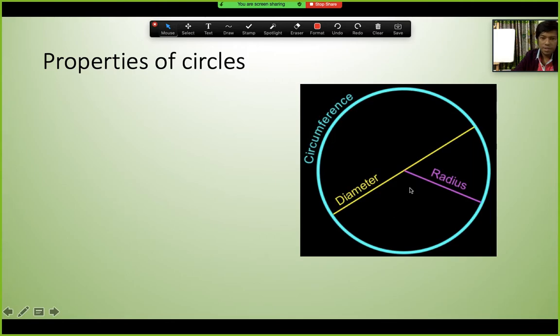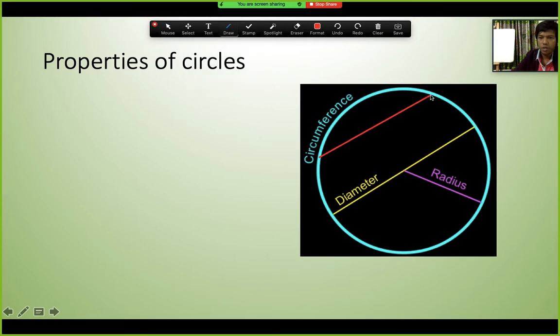This is the circle. As you can see, another important thing is the circle. This is the diameter of the circle, the line that passes through the center of the circle and connects to the edge of the circumference. It must pass through the center of the circle. If it does not pass through the center, then it becomes a chord, and it is called a chord of the circle.